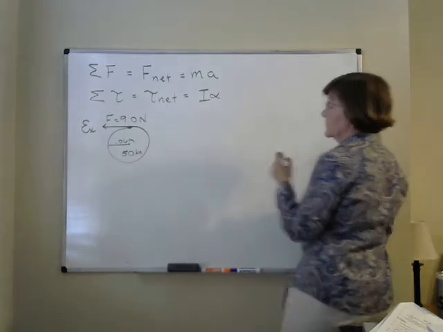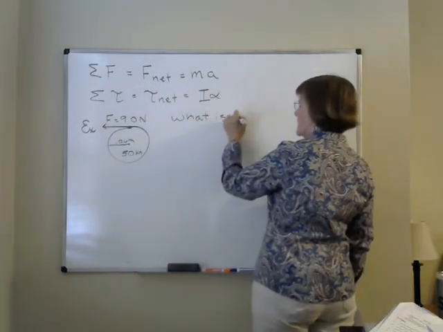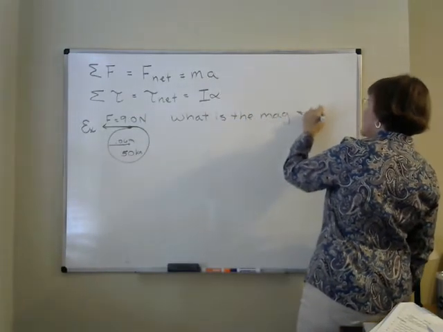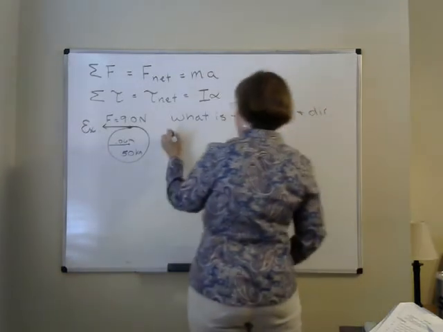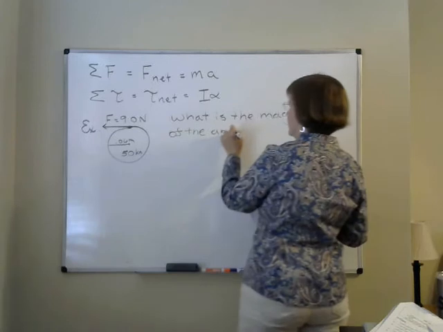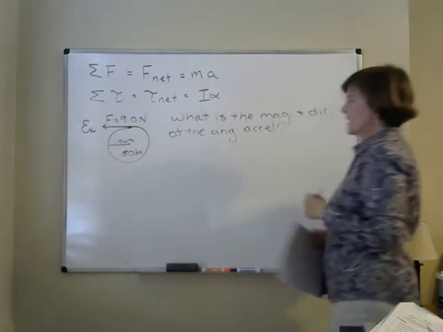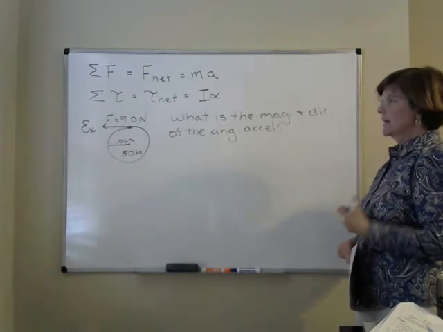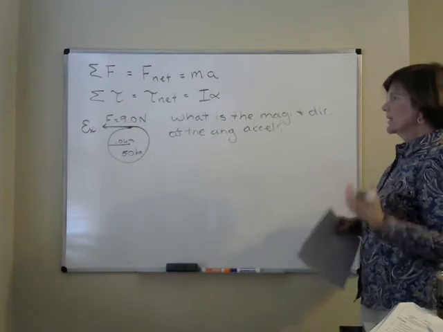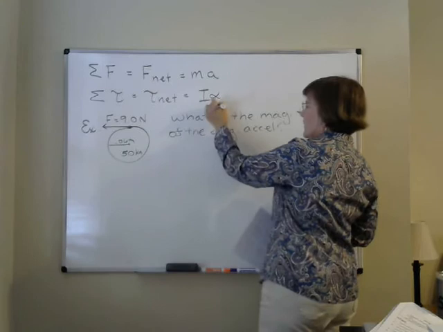And our question simply says, what is the magnitude and direction of the angular acceleration? In other words, find alpha. Okay, it's a disk. We're going to need its moment of inertia. We're going to need the torque because we're looking for alpha.